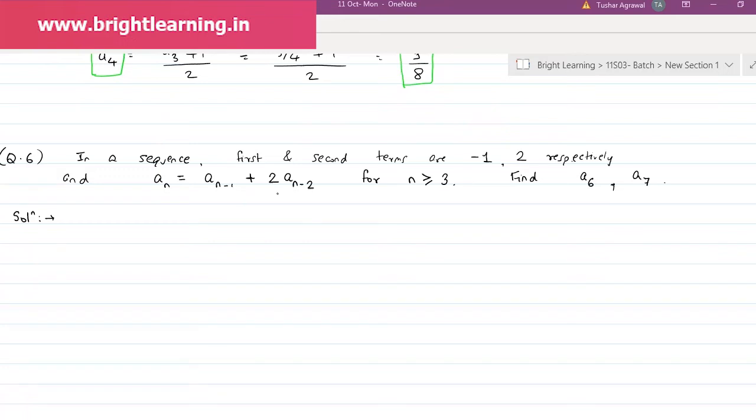See, an equals an minus 1 plus twice an minus 2. How to interpret this question? Three things are given: an, an minus 1, and an minus 2. You should think of this as: to calculate the nth term, whatever position you ask me to find, I will require the previous position and the previous to previous position, the one term before that also.